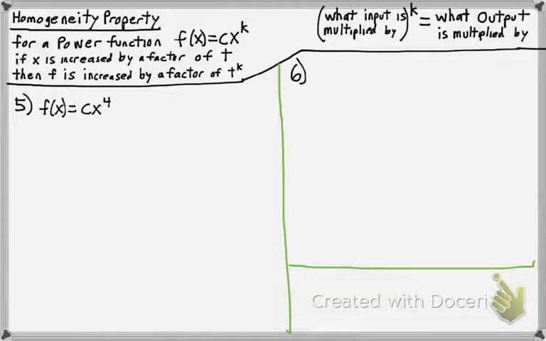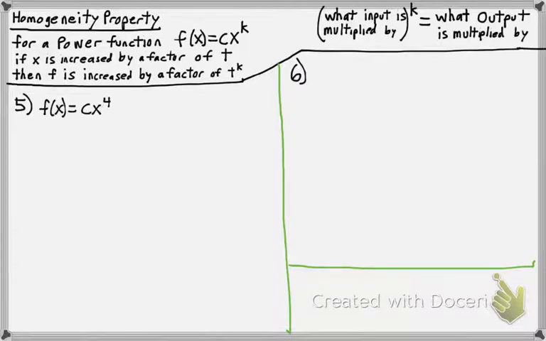The homogeneity property says, for a power function, that's c times x to the k, if x is increased by a factor of t, then f is increased by a factor of t to the k. When they say increased by a factor, that really just means multiplied. So if you multiply x by t, then you're multiplying, in effect, f by t to the k. Another way of looking at it is: whatever your input is being multiplied by, raise that to the k, and that's what your output is effectively being multiplied by.